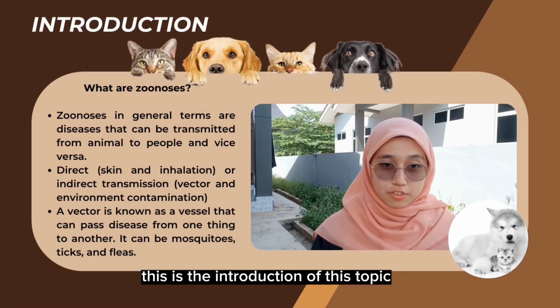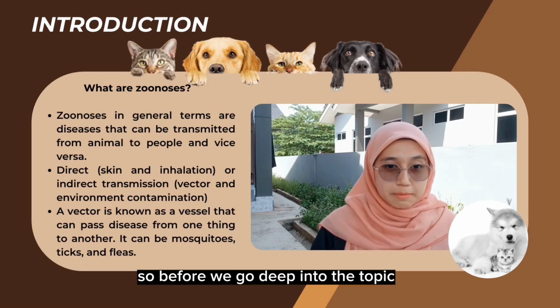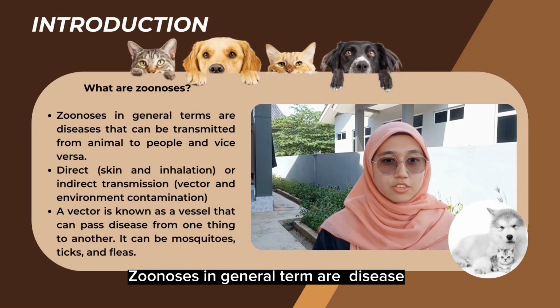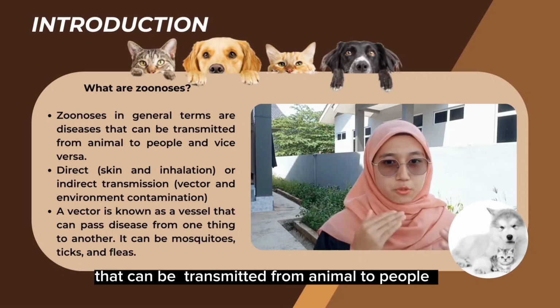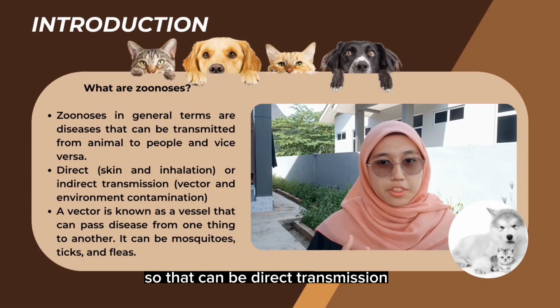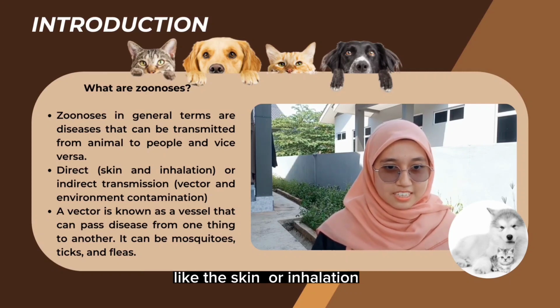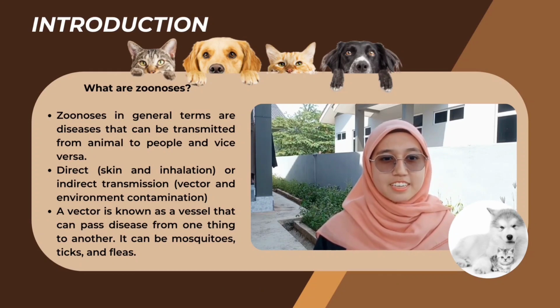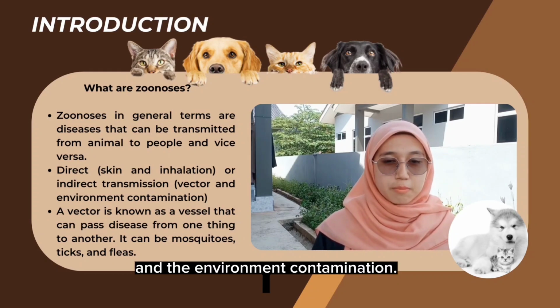This is the introduction of this topic. Before we go deep into the topic, we must know what zoonosis is. Zoonosis, in general terms, refers to diseases that can be transmitted from animals to people and vice versa. That can be direct transmission, like through skin contact, inhalation or ingestion, or it can be indirect, through things like vectors, fomites, and environmental contamination.